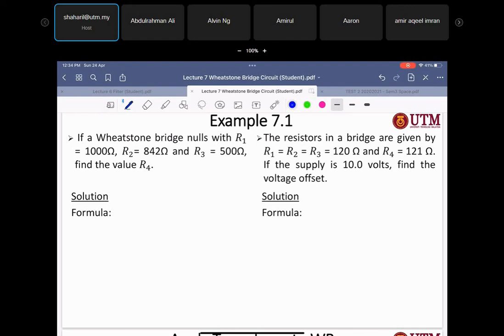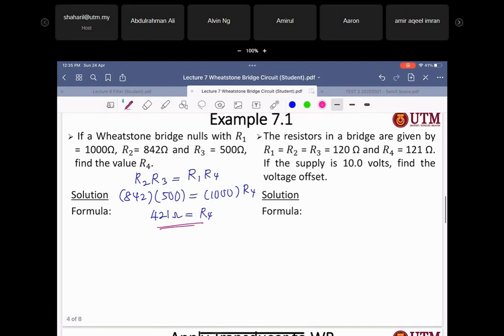Okay, if a Wheatstone bridge is null with R1 equal to 1000, R2 equal to 842, and R3 equal to 500, find the value for R4. When it is null, that means the cross products are equal, so we have R2 times R3 equals R1 times R4. So we have 842 times R3 500, R1 is 1000, and R4, and of course you can get the R4. 421 ohm. Okay, thank you, Johnny. Right, so R4.